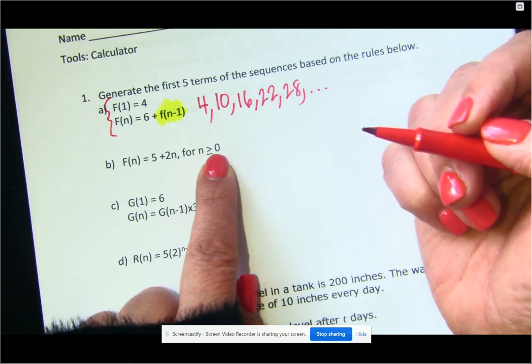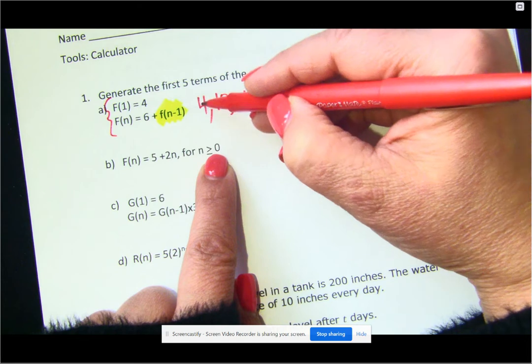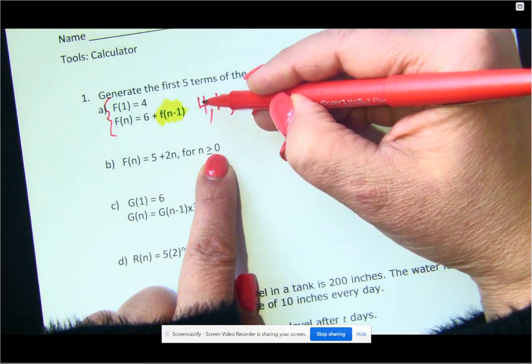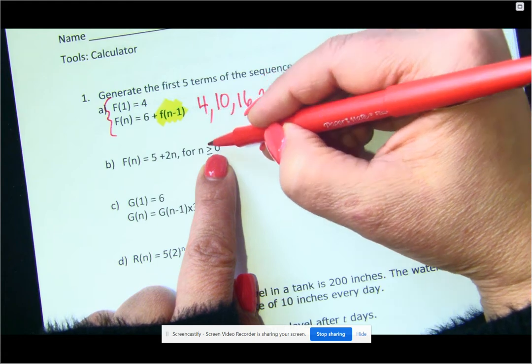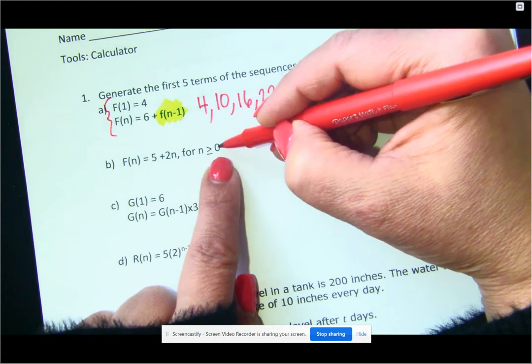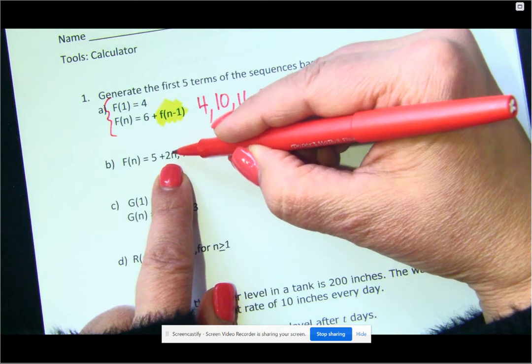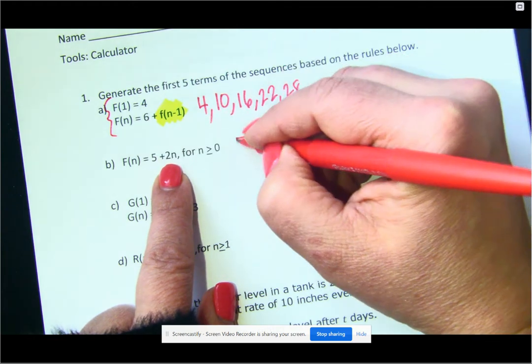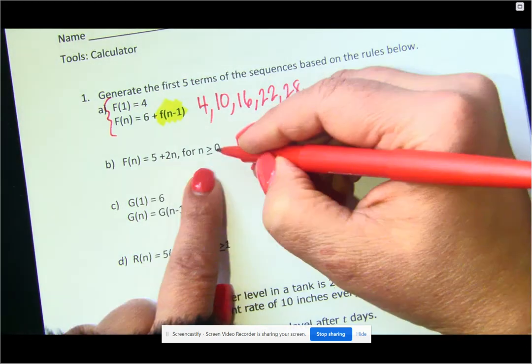This is telling me where to start. Sometimes in a sequence, they could call this the first term. They can also call it the 0 term. And we want to be able to handle both of those things. So here, they're saying start with the number 0 and plug it in. So if I put a 0 in there, 2 times 0 is 0, 0 plus 5, there's my first term, or my 0 term. Now I'm going to plug a 1 in, right?